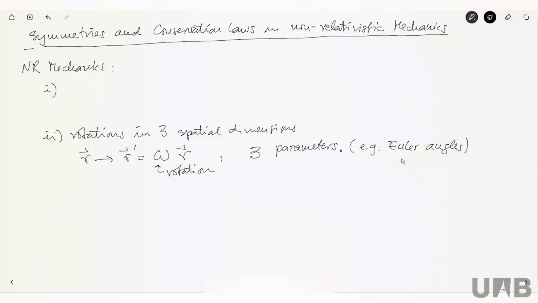So rotations are a symmetry of non-relativistic mechanics. That's what says that in empty space it is the same to go left as to go right, or to go at an angle of 45 degrees. Good. What else? What other symmetries do we have?